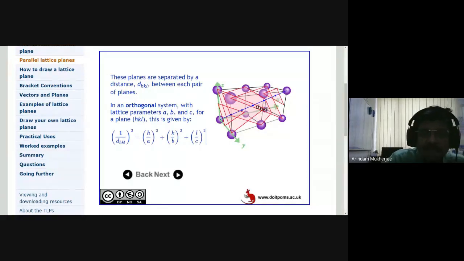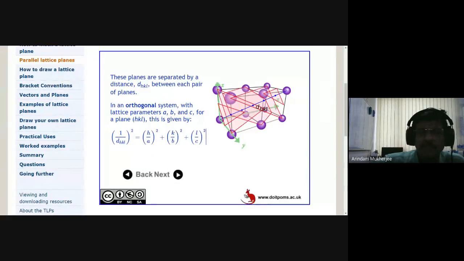And what is the thing about an orthogonal lattice? We know that in an orthogonal lattice, a is not equal to b, not equal to c. Remember, but the angles alpha, beta, and gamma are equal to 90 degrees. So if you have forgotten, then I hope by now you can recollect whatever I am saying.